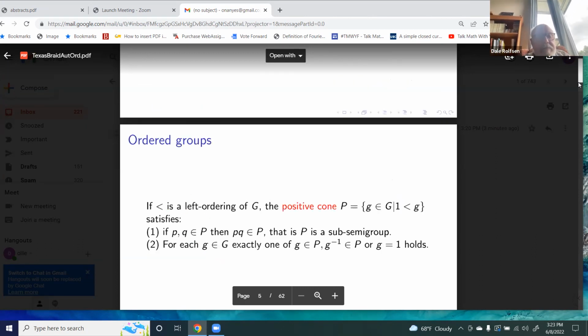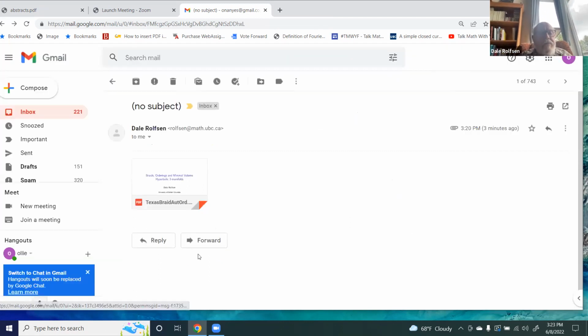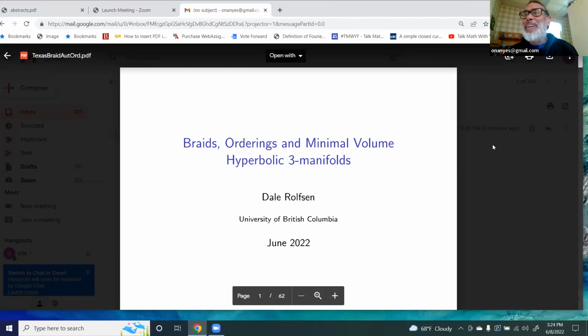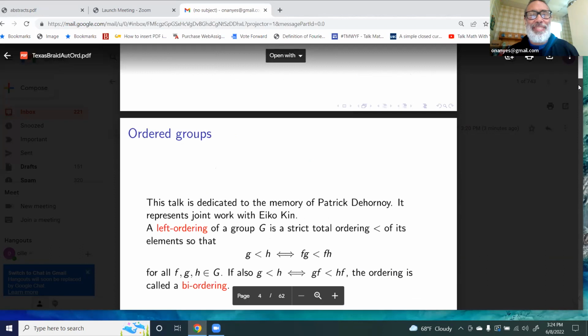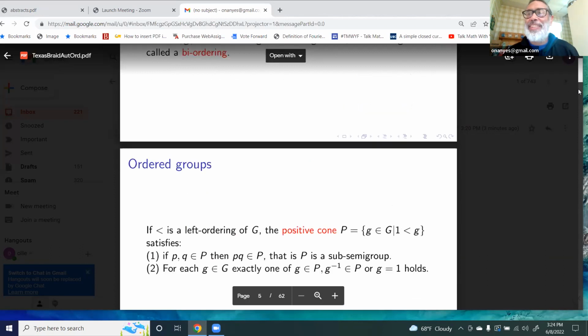If you have a left ordering, the positive cone is the set of all elements bigger than the identity. The positive cone is closed under multiplication, and every group element is either in the positive cone, or its inverse is in the positive cone, or it's the identity.